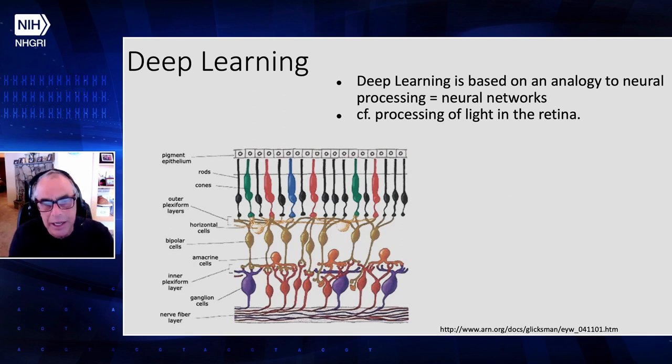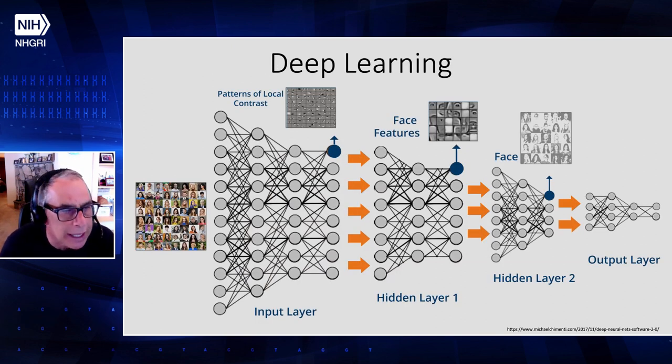Those horizontal cells then feed into the next level, the amacrine and the ganglion cells, which further integrate and combine the raw data from the rods and cones to start to see image features like edges and lines. This then goes to the visual cortex, where further processing happens, and then our brains recognize, you know, our mother, our car, our refrigerator.